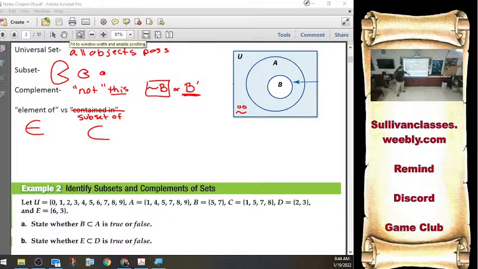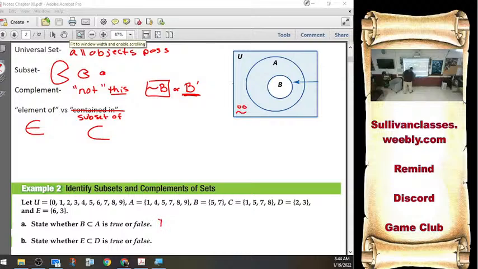Is E a subset of D? Does 6, 3 fit in 2, 3? No, because 6 is not in there. Okay? The 2 has nothing to do with it. It's does the 6 and the 3 belong in D? And no. So I would say false.